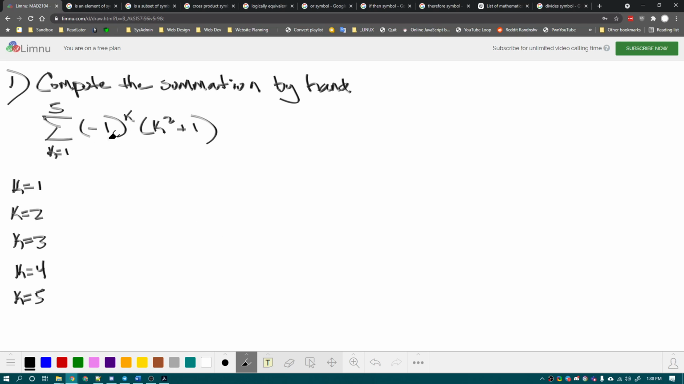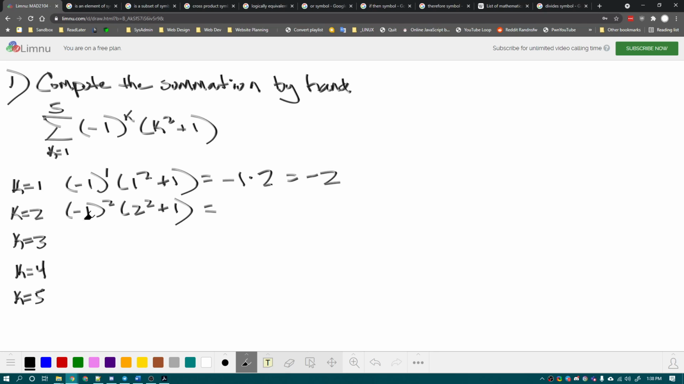Okay, so when k is equal to 1, I'll just put 1 into k at every point here, so that's negative 1 to the 1 times 1 squared plus 1. Negative 1 to the 1 is equal to negative 1 times 1 squared is 1 plus 1 is 2. Negative 1 times 2 is equal to negative 2. Okay. Next up is negative 1 to the 2 times 2 squared plus 1.